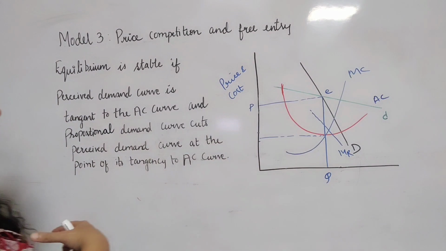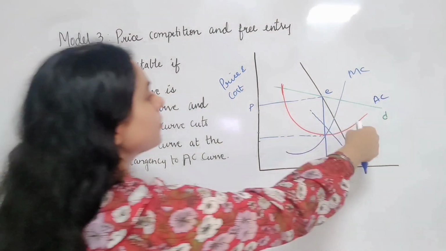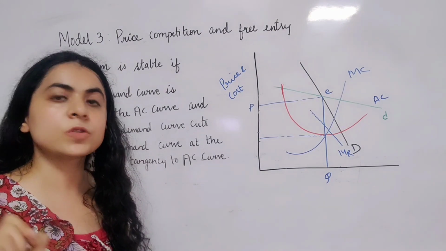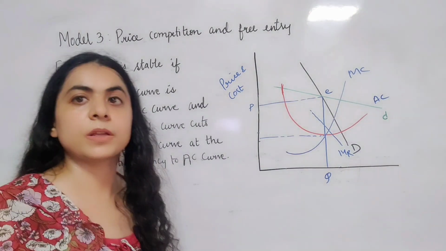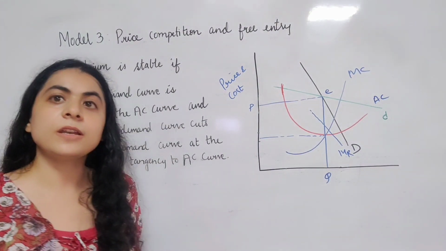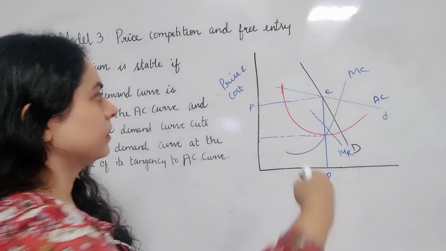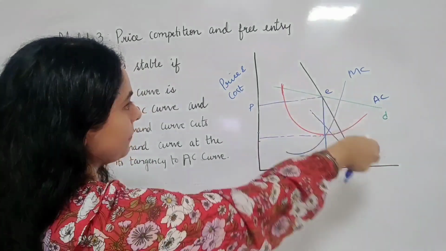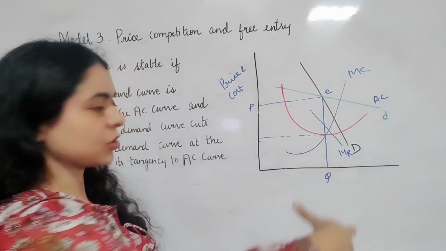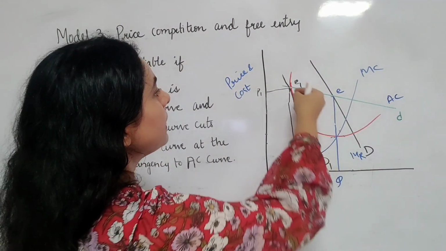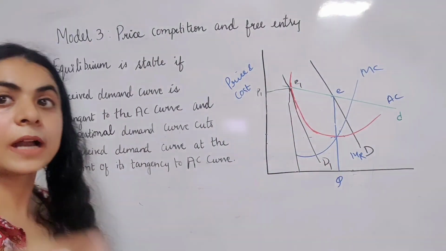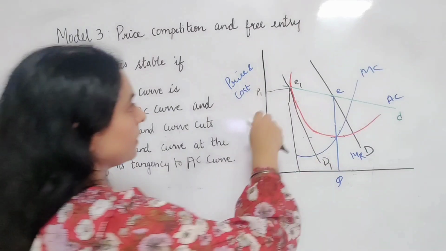As a result of entry of new firms, the proportional demand curve will shift leftwards, because the proportional demand curve shows the share of each firm in the total market demand. So when new firms enter, this proportional demand curve of the firm will shift leftward from D to a new position. One might think that E1 is the long run equilibrium of the firm since only normal profits are earned, but that's not the case.